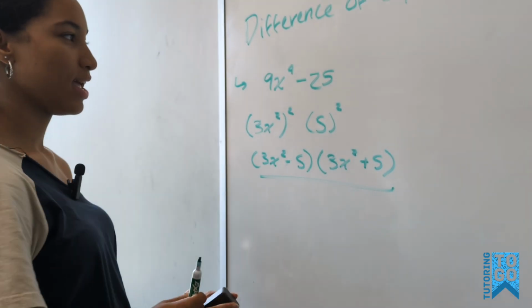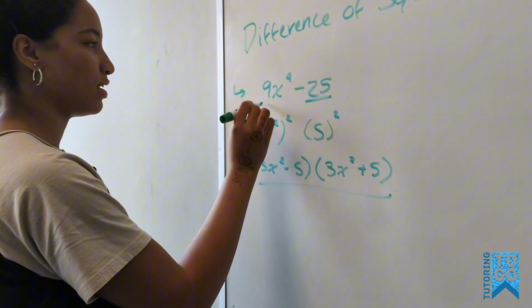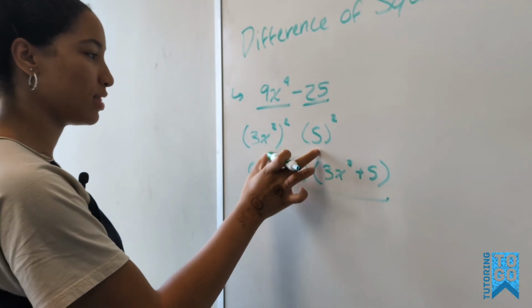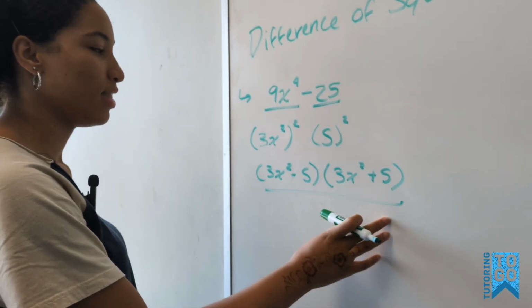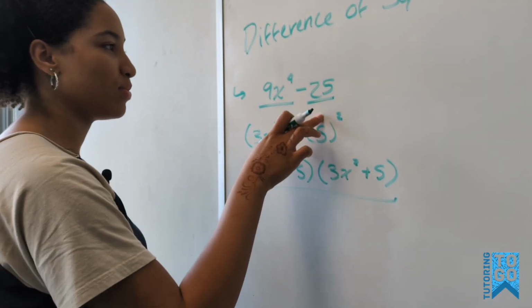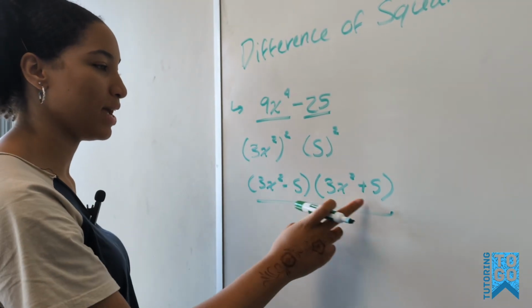So you're taking the square root of the 25 and the square root of the 9x to the 4th, and you're just finding them, and then you're putting these two together in an equation. The reason why one is plus and one is minus is because the 25 has to be negative, and in order to do that, you have to have a plus and a minus.